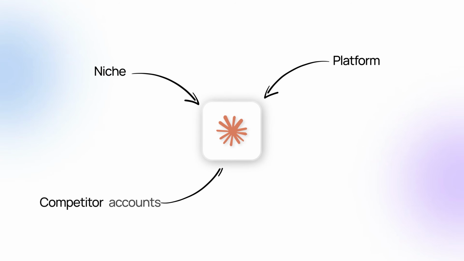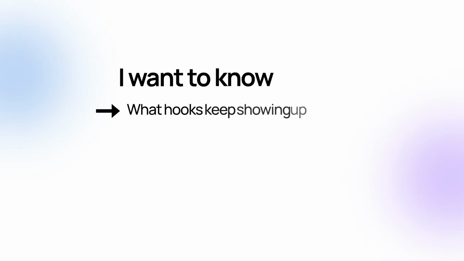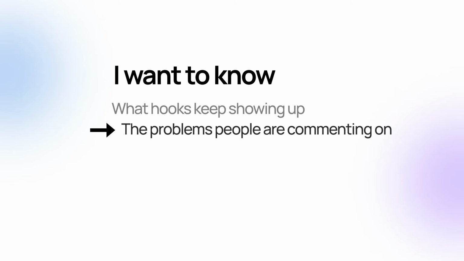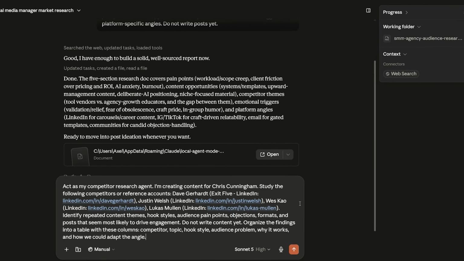This is where a lot of the best ideas usually come from because you can see what the market is already responding to. But again, I don't ask Claude to magically understand the entire internet. I give it the niche, the platform, multiple competitors or reference accounts, and a clear output format. If I'm building content for a social media management brand, I want to know what creators, agencies, SaaS companies, and social media educators are already posting about. What hooks keep showing up, the problems people are commenting on, the topics that are getting repeated, and even the formats that get the most attention. So I use this prompt.